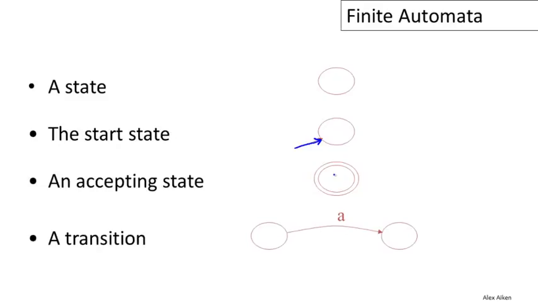And finally, a transition is drawn as an edge between two nodes of the graph. So what this says is if I'm in this state that I'm circling in blue, and I read the input A, well, then I can move to the state at the head of the arrow.